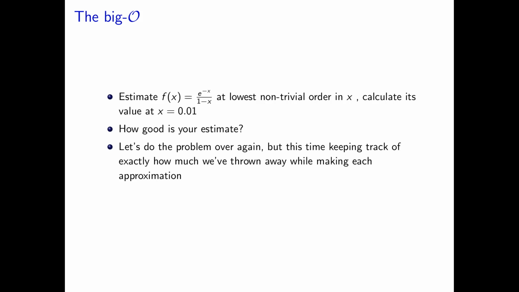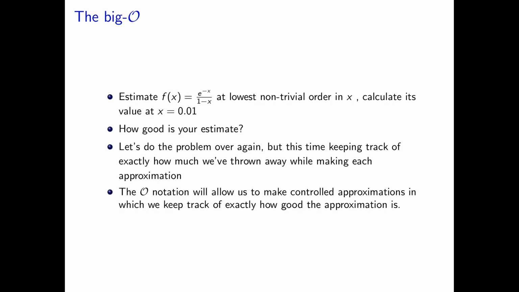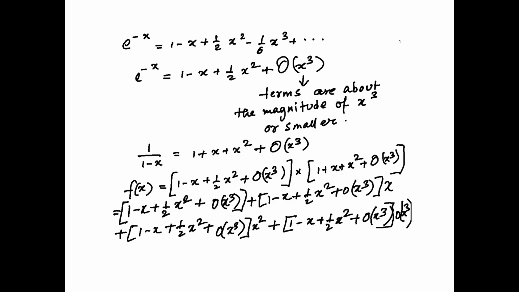Okay, so now let us do the problem again, but this time keeping careful track of exactly how much we have thrown away while we are doing this approximate expansion. For that I will introduce a notation called the big O notation, which basically implies that you are tracking carefully the terms you are keeping and the terms you are throwing out.